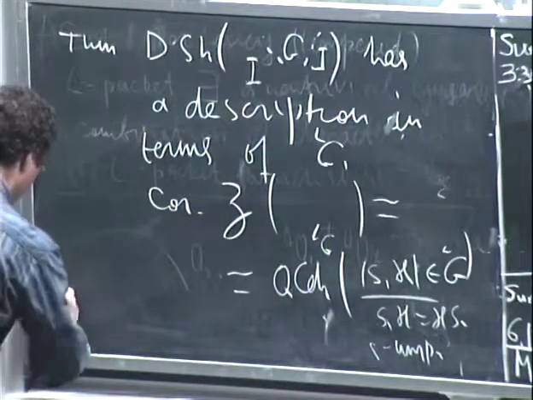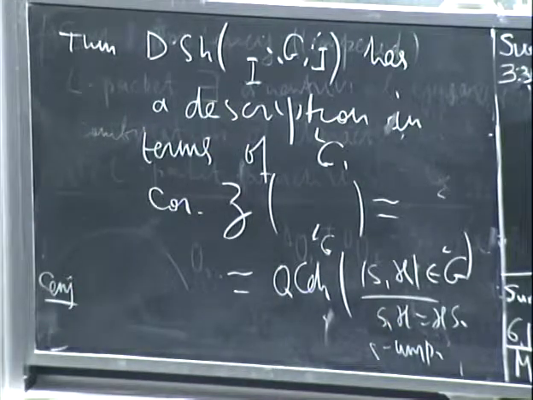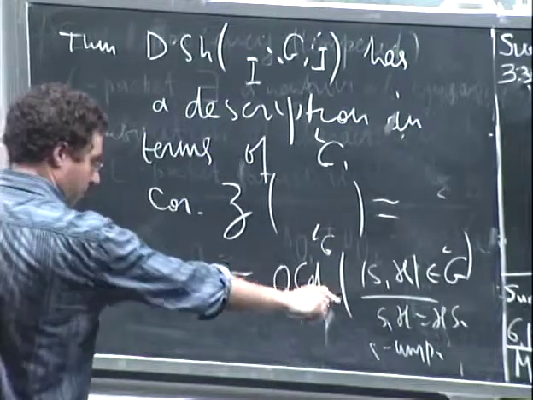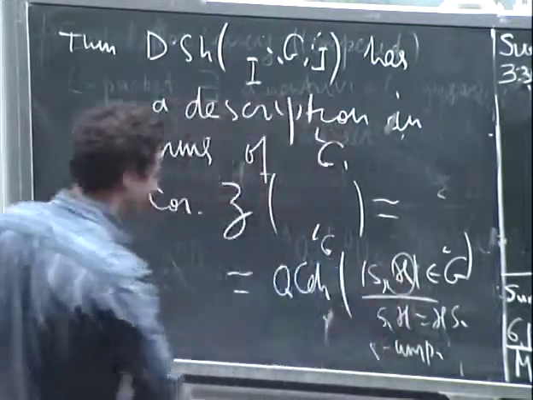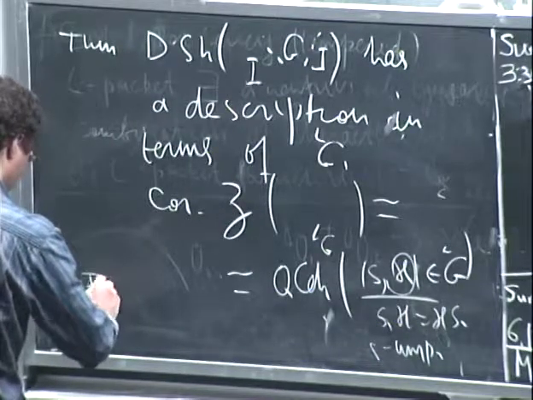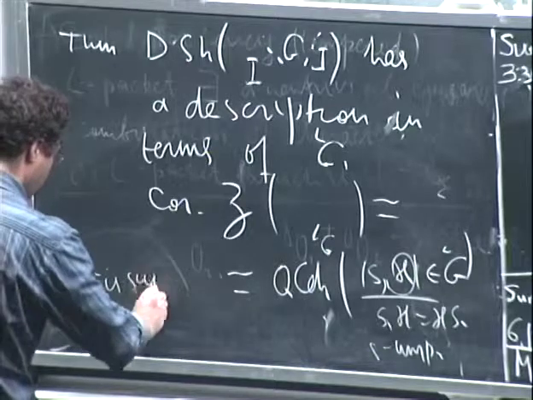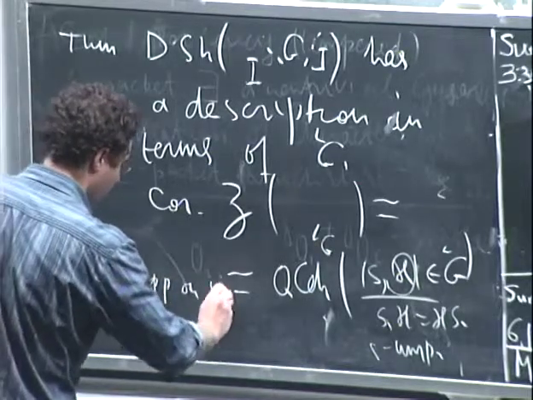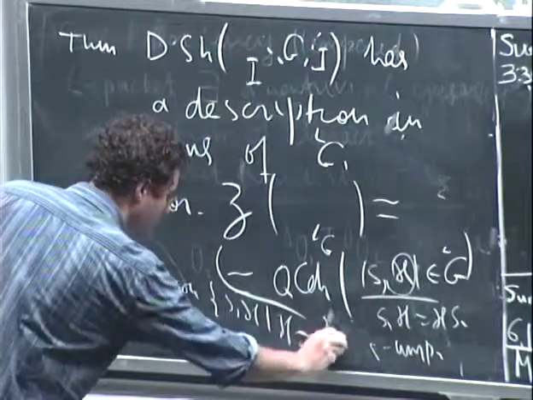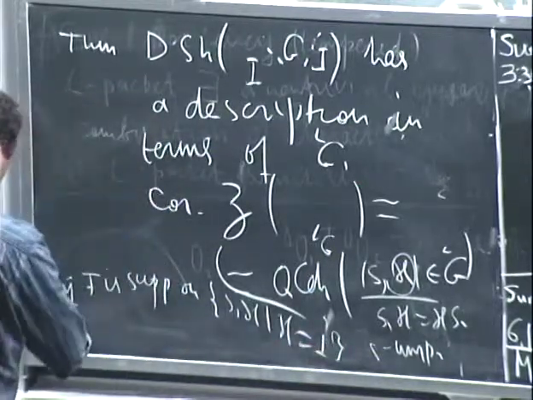And so the conjecture, which we hope is true more generally, is that basically this kappa is the endoscopic parameter. In particular, if F is supported on the set of pairs S, kappa such that kappa is equal to 1, then the corresponding distribution is stable.